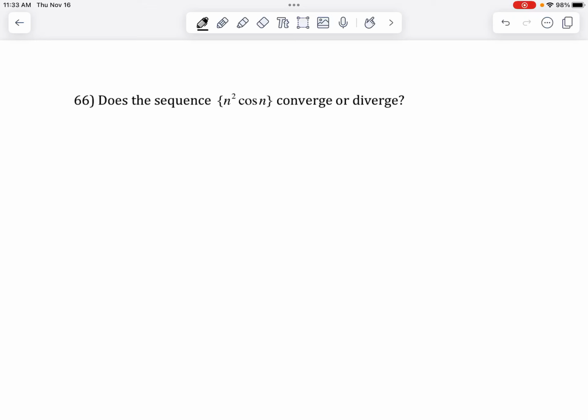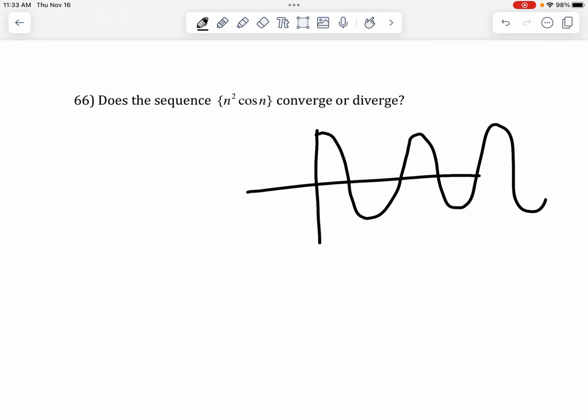Well, this sequence has cosine. And as you know, cosine looks something like this. It goes from negative 1, to positive 1, negative 1, positive 1, negative 1, positive 1, negative 1. So that, just by itself, the cosine diverges. It does not settle down to one answer.